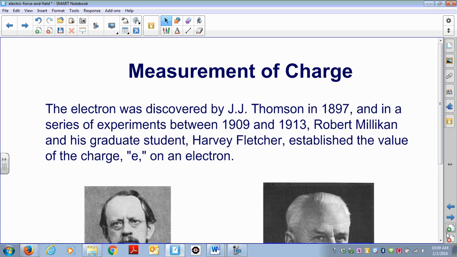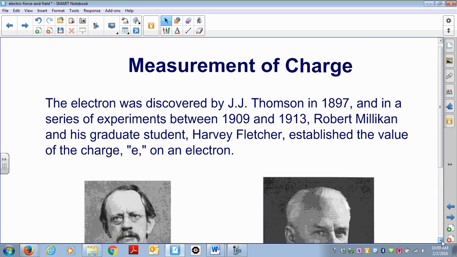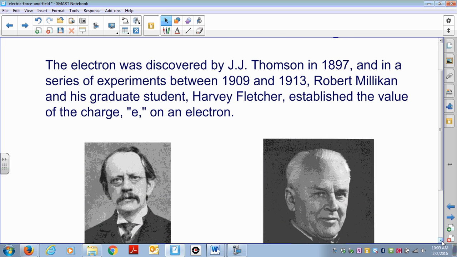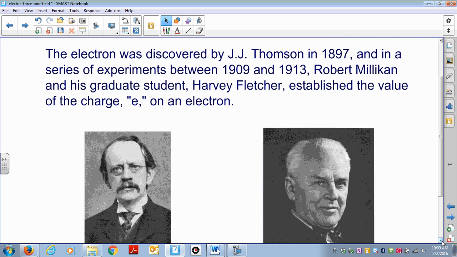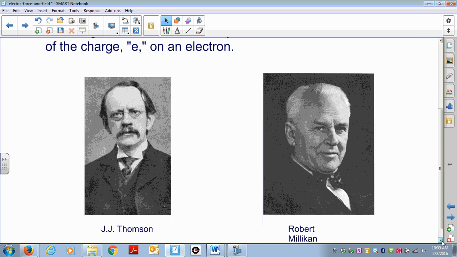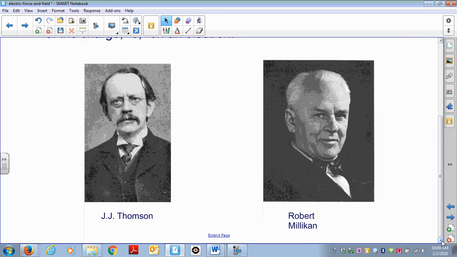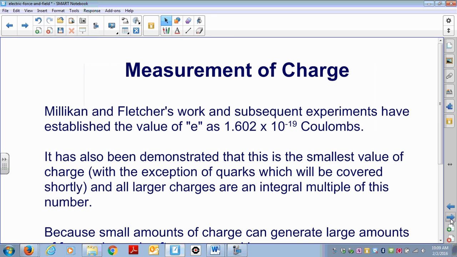The electron was discovered by J.J. Thomson in 1897, and in a series of experiments between 1909 and 1913, Robert Millikan and his graduate student, Harvey Fletcher, established the value of the charge e on an electron. Millikan and Fletcher's work and subsequent experiments have established the value of e as being equal to 1.602 times 10 to the minus 19 coulombs.